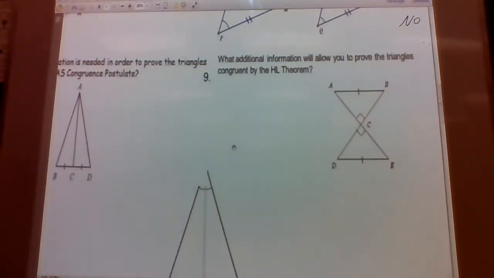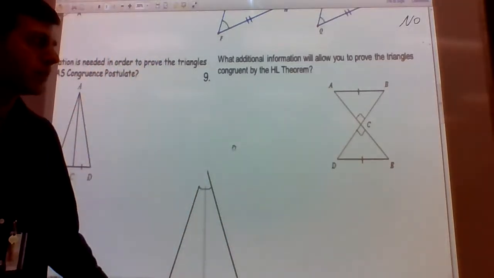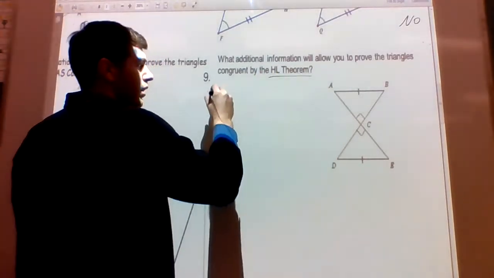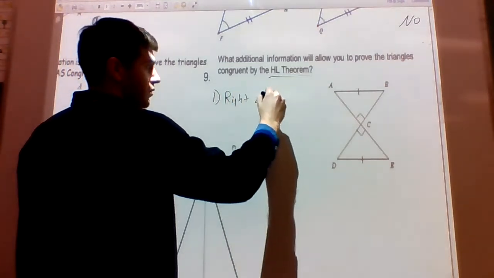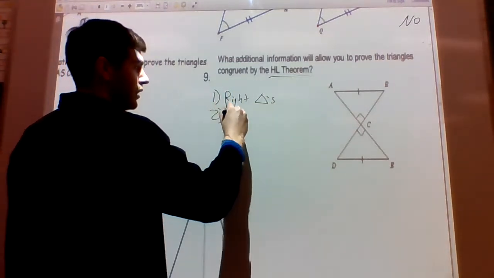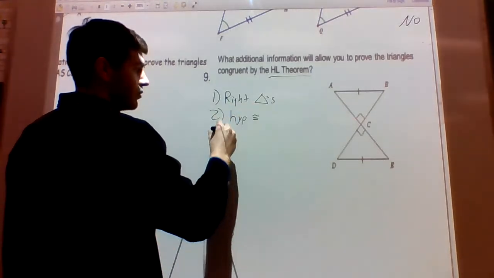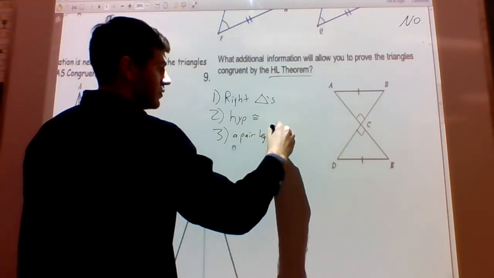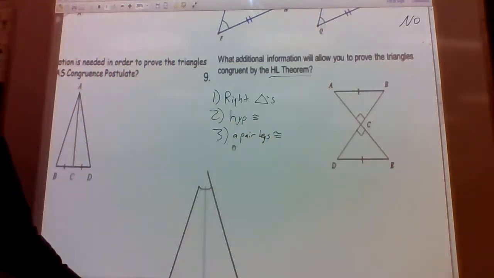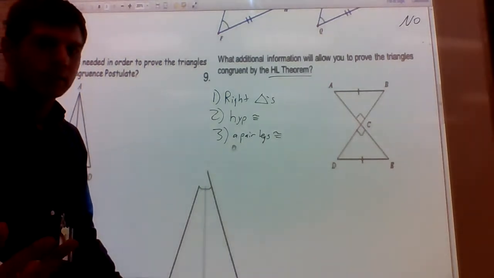What additional information will allow you to prove these triangles are congruent by the Hypotenuse Leg Theorem? So to use hypotenuse leg, we need 1, right triangles. We need right triangles. 2, we need hypotenuses to be congruent. 3, we need a pair of legs to be congruent. Okay, we need right triangles, hypotenuses to be congruent, and legs to be congruent.